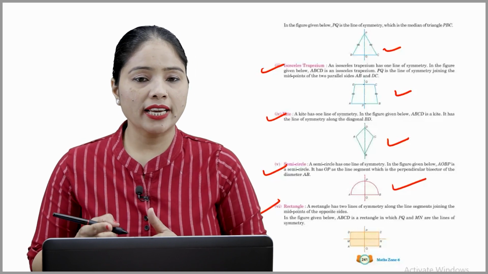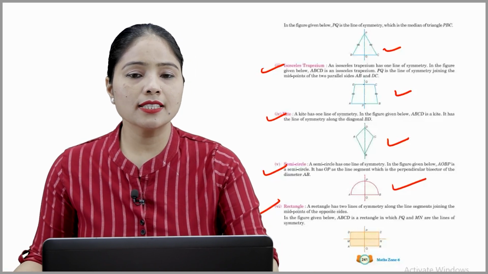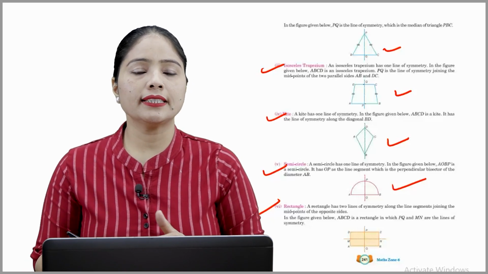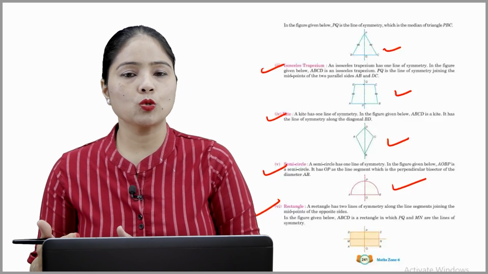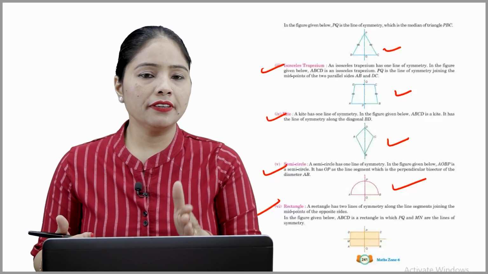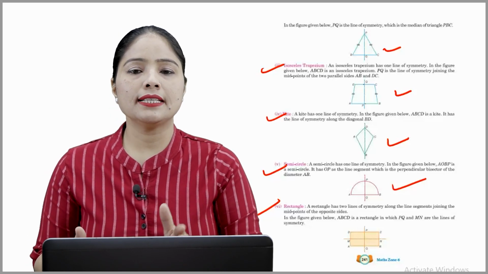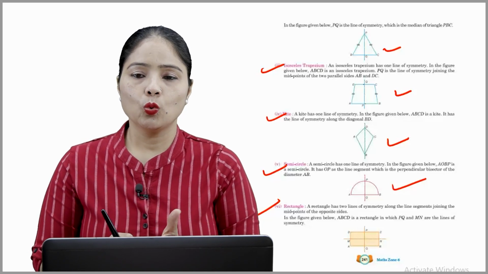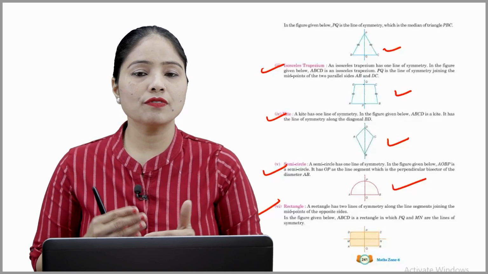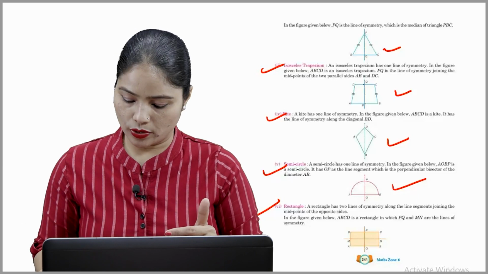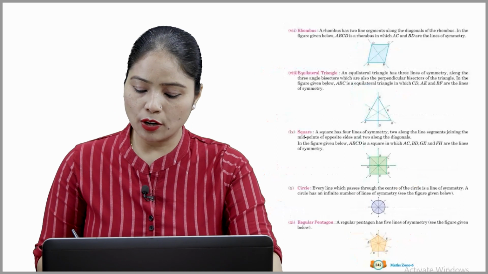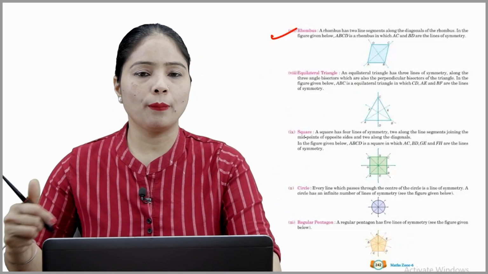After that, rectangle. A rectangle has two lines of symmetry along the line segment joining the midpoints of the opposite sides. In the figure given below, ABCD is a rectangle in which PQ and MN are the lines of symmetry, like that way. Okay, I hope you understood well beta. So now move on next, which is rhombus.